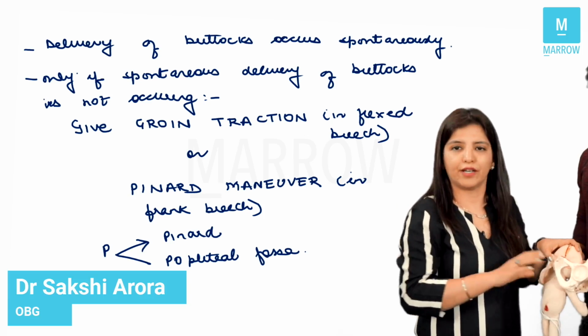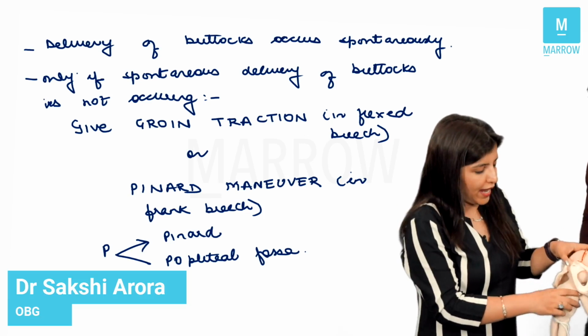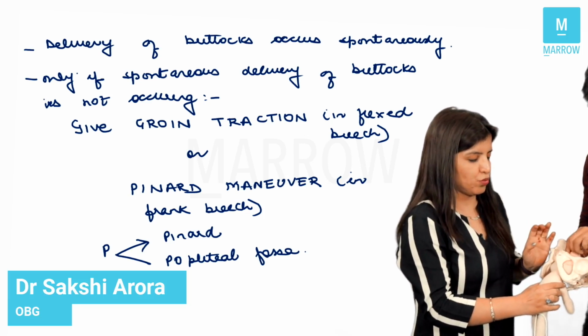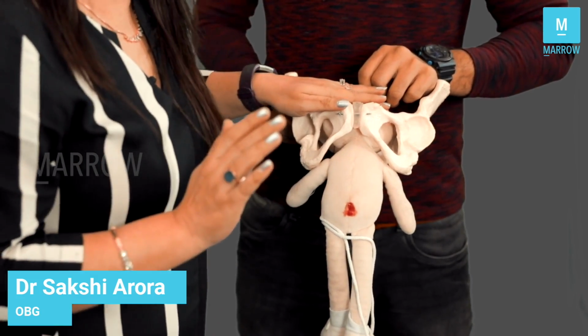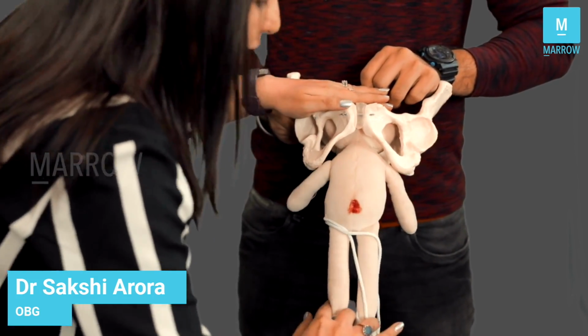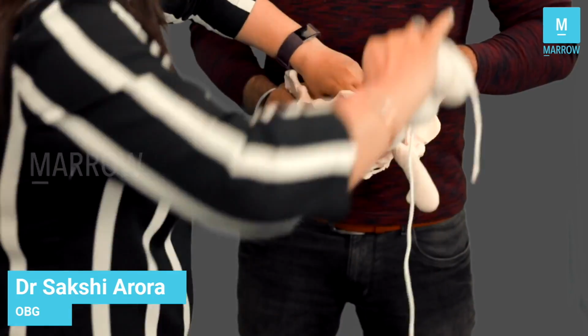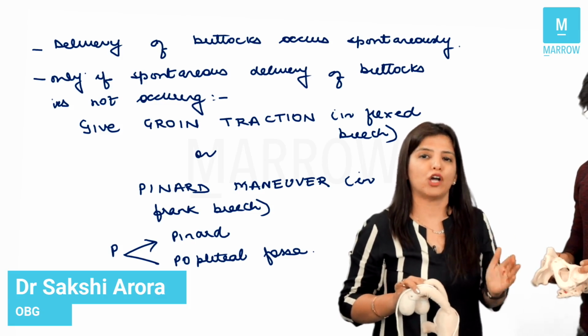Once the shoulders are delivered, I let the baby hang by its own weight, right? And when the nape of the neck is visible, I will give a little bit of suprapubic pressure. When I'm giving a little bit of suprapubic pressure, that is promoting flexion, I am holding the legs of the baby and I am turning it towards mother's abdomen. This is called the Bracht maneuver.